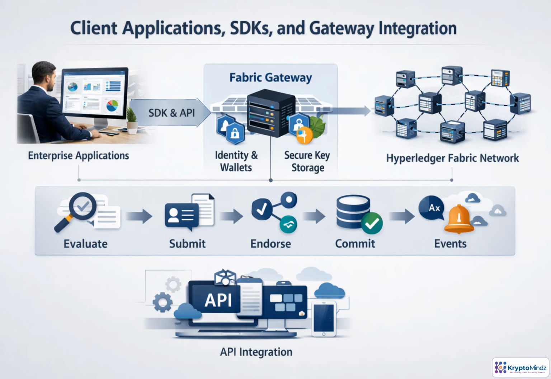Now we move from smart contracts to the application layer, where real systems connect to Fabric. You'll see how SDKs, the gateway, identities, APIs, and events work together to submit transactions securely and handle results reliably.